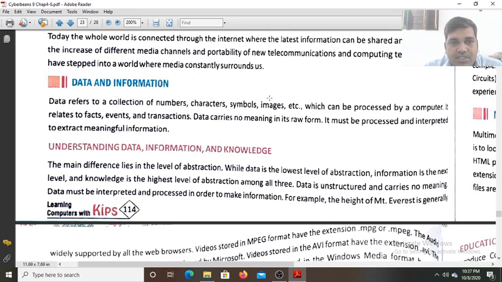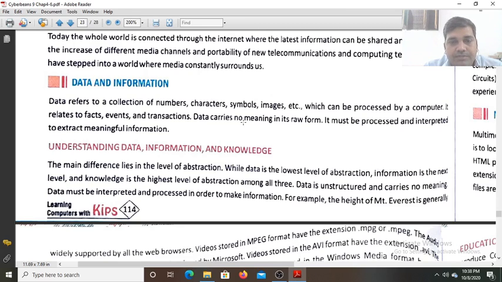So the computer processes all this information, all this data, all these numbers, characters, and gives meaningful information. Okay, so the processed data is called information, and it relates to facts, events, and transactions. So after doing the analysis, it relates to some facts. It derives some conclusions, and this data carries no meaning in its raw form. It means the unprocessed data is called raw data. If the data is unprocessed, it has no meaning.